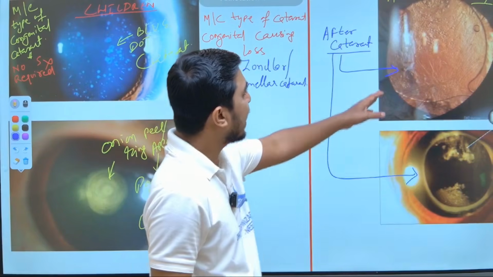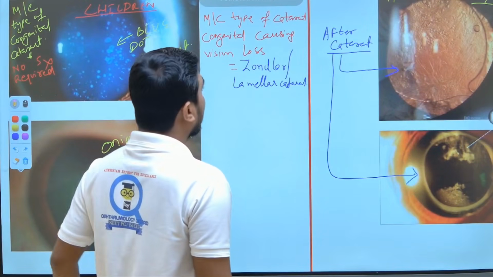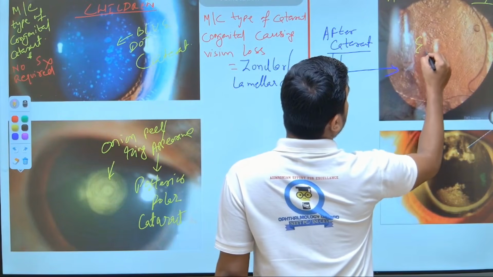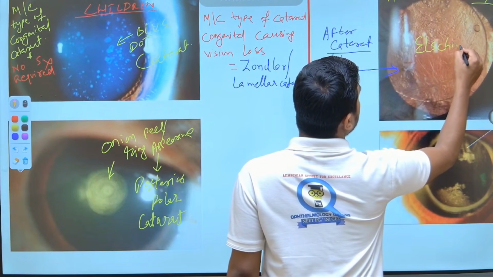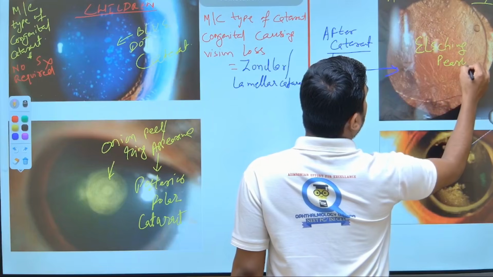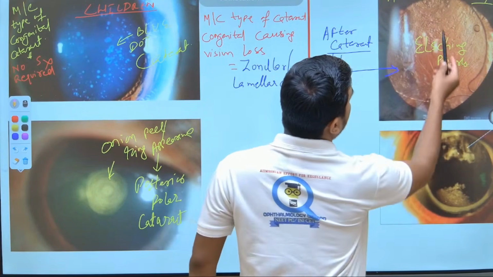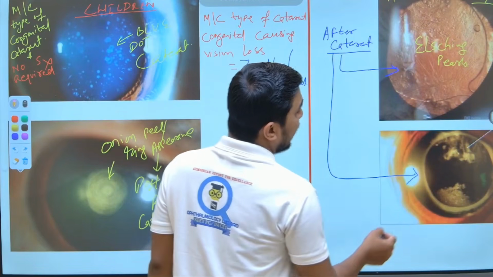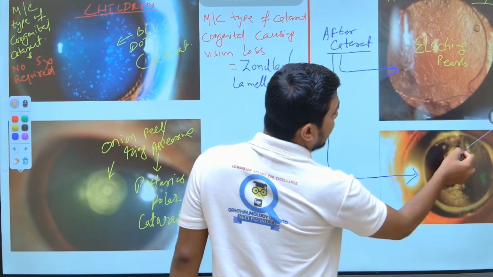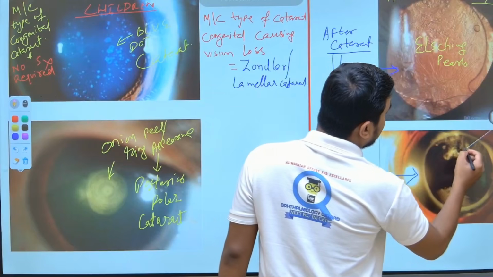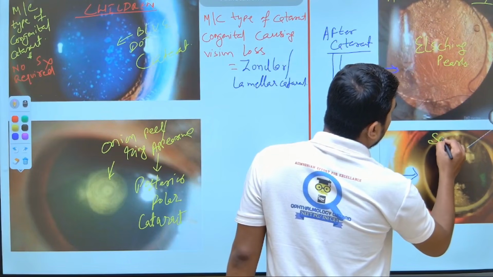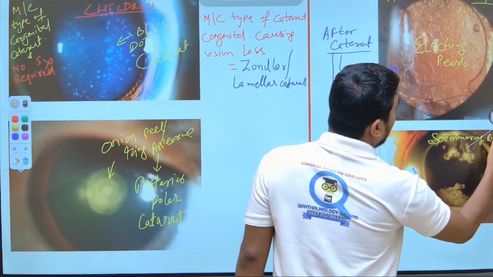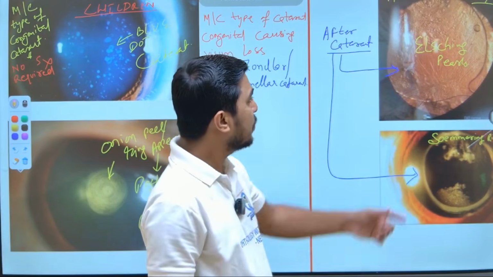So what is this? This is after-cataract, and it is the Elschnig pearl. Can you see the small pearl-type things? This is called Elschnig pearl. And you can see this ring-like wall pattern. They are the walls in a ring pattern. So this is the Soemmerring ring. These are the two types of after-cataract.